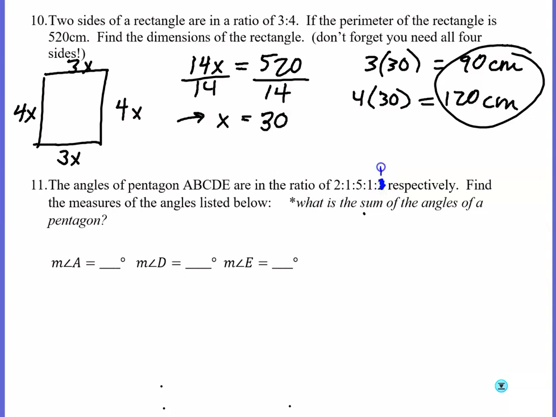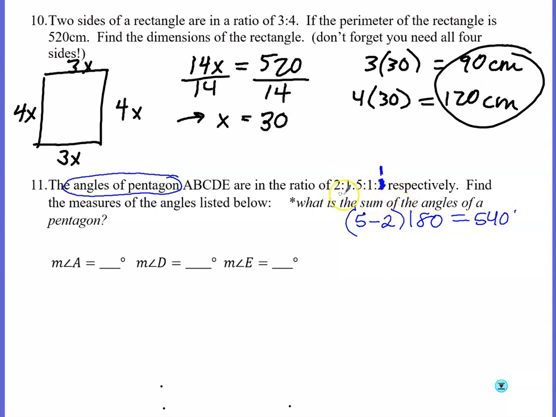Okay, so in this next problem, I changed that to a 1. They gave me the angles of a pentagon, ABCDE, in this ratio, respectively. Find the measures. Since this one is dealing with angles of a pentagon, I need to know how much a pentagon adds up to. So 5 minus 2 times 180 gives me 3 times 180, which is 540. Now I need to add these up.